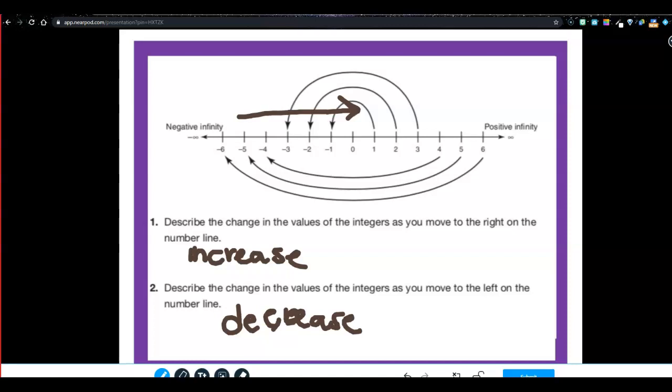Increase. So when we move to the right, our numbers get larger. We're increasing. As we move to the left on the number line, our values of our numbers get smaller.